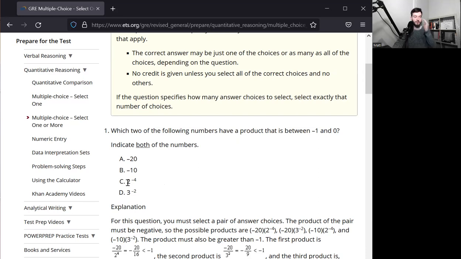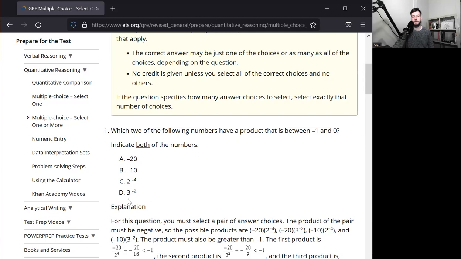With fractions, you multiply straight across. 20 over 1 times 1 over 16. The 20 times 1 is 20, and the 1 times 16 is 16. So that would essentially give us -20 over 16. Well, that is less than -1. It is not between 0 and -1. Let's try the next one.